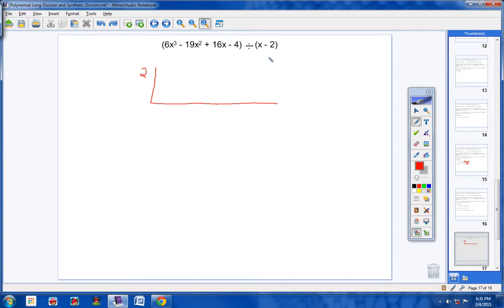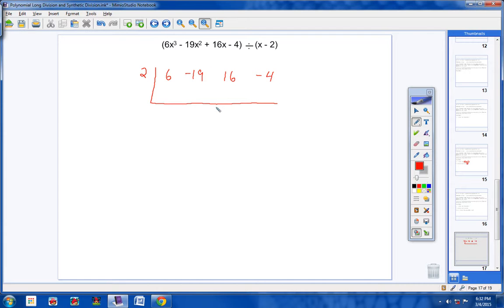I'm not going to get into why you do that. I can explain that. It does have to do with something like this: x minus 2 equals 0. Set equal to 0 and solve, you get 2. That's why I use 2. That's all I'm going to say for now. I'm not going to get into all of the reasons on that. But change the sign of this number and put it here. Then you list all of your coefficients here. But listen, if you're missing any terms, you must put a 0. And we're not. We have a third power, a second power, a first power, and a constant term. So we're totally good. So put your 6, put your negative 19, put your positive 16, put your negative 4.